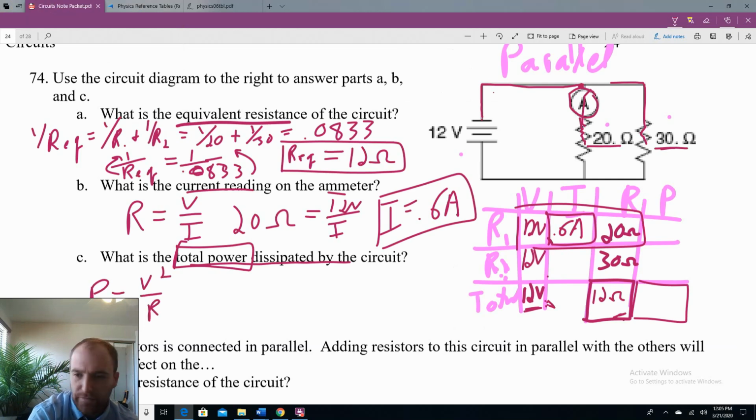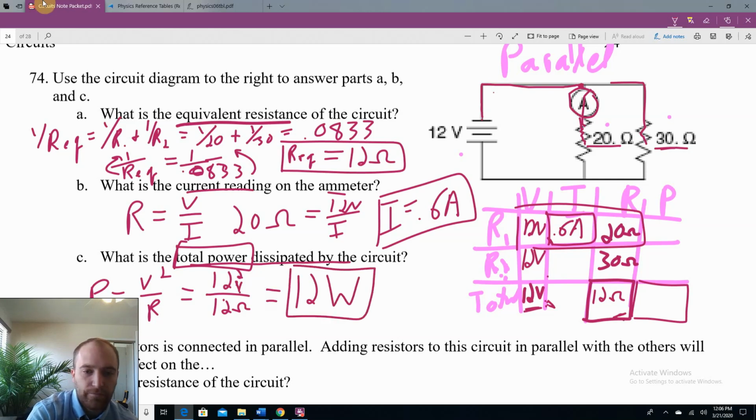Great. We've got 12 volts, the voltage, squared. Again, I didn't show my units here. It was bad. But over 12 ohms. I'm going to show units. Volts, ohms. Great. 12 squared over 12 is 12 watts. There we go.